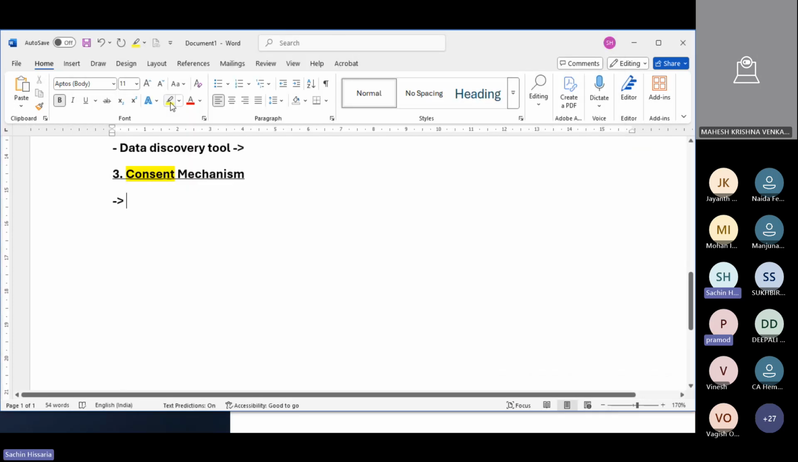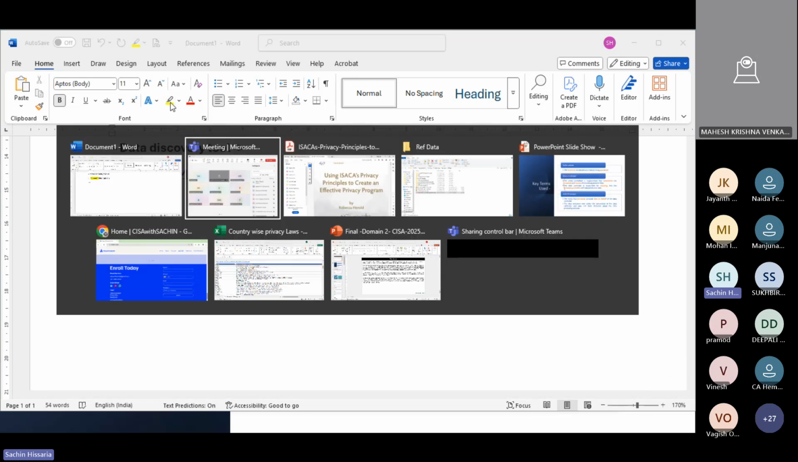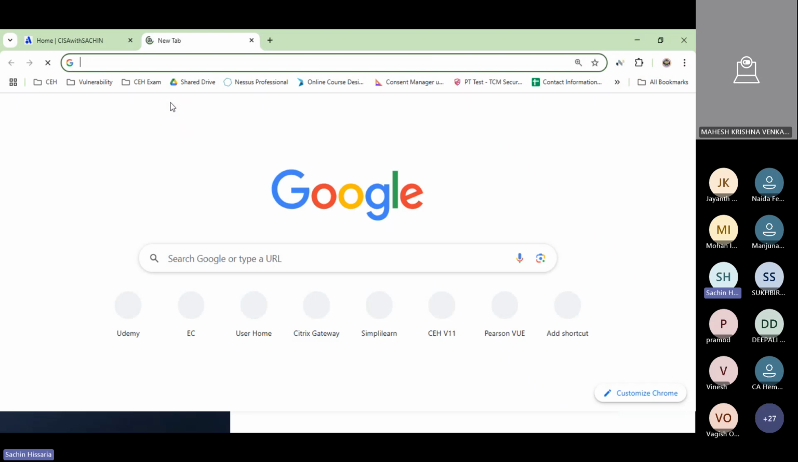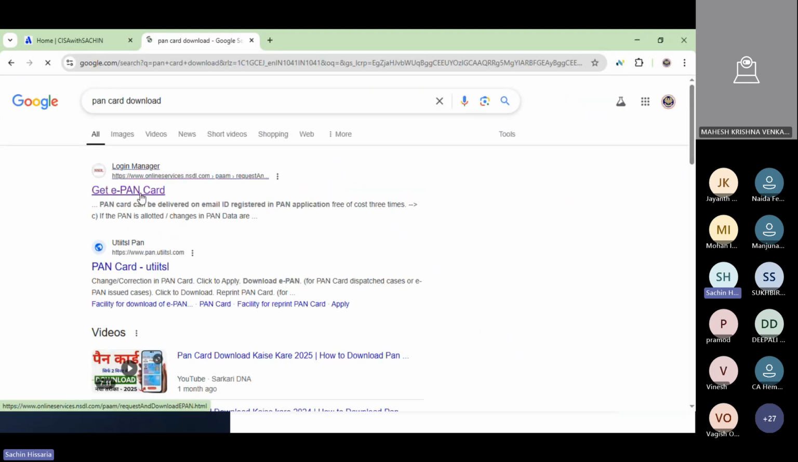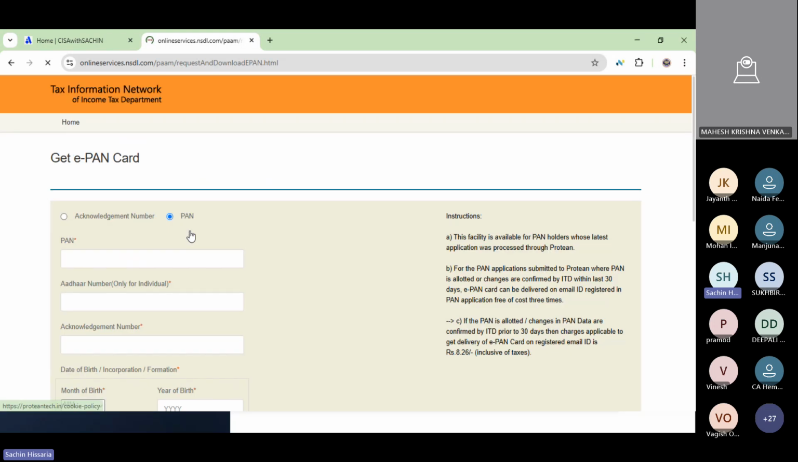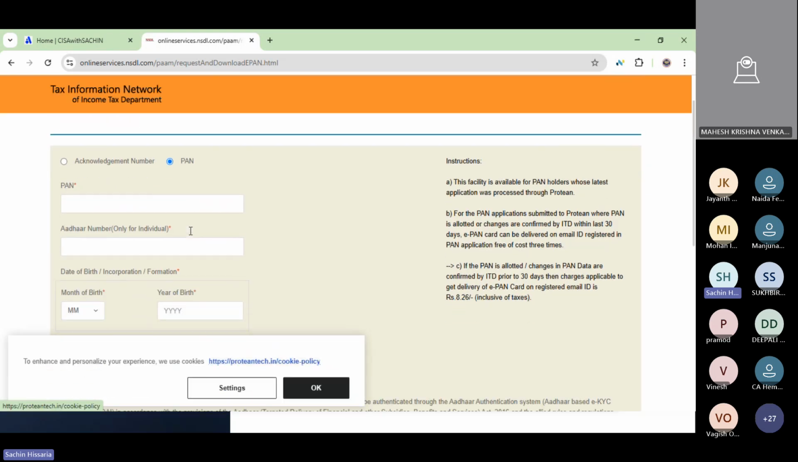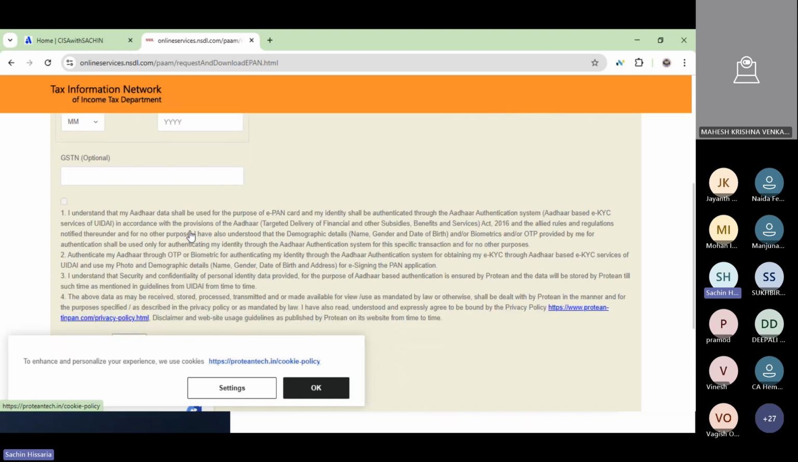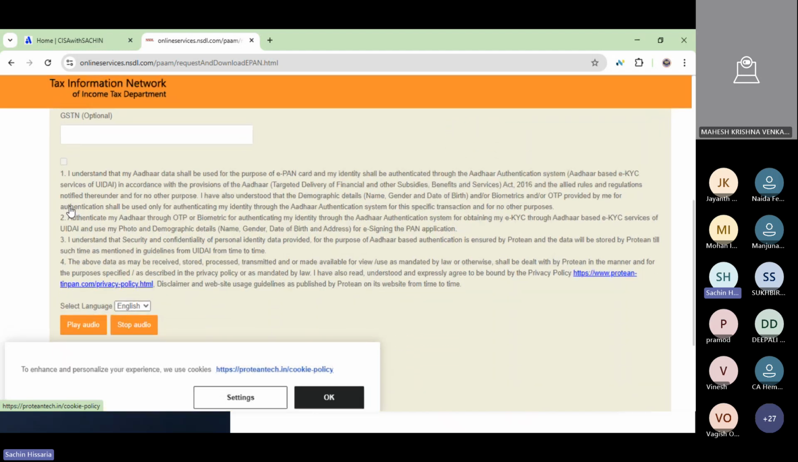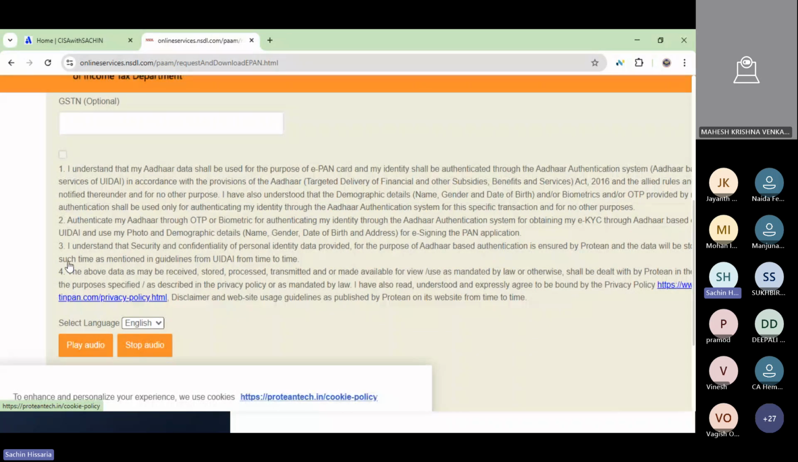Perfect answer, Pramod. Let me explain this with the help of a real life example. What is the meaning of consent? For example, guys, I want to download my PAN card. So I'm going to this website. When I'm going to this website, they are asking me my PAN number, my Aadhaar number, and my DOB. And as you can see here, guys, at the bottom, there are four pointers mentioned. Now, what are these four pointers? These four pointers talk about the consent only.